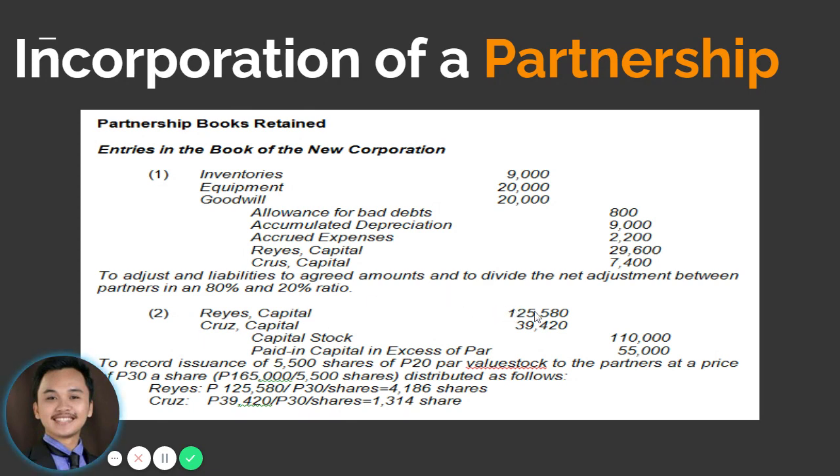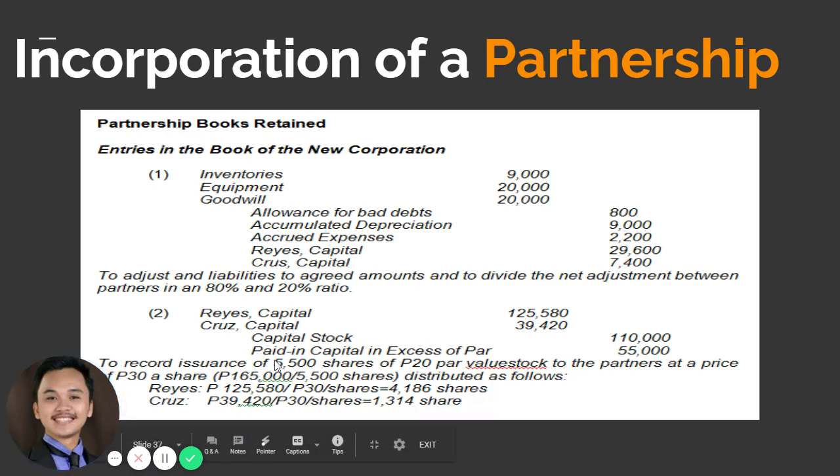So, where did 125,580 and 39,420 come from? That is from the entry to record the issuance of 5,500 shares of 20 par value stock to the partners at a price of 30 pesos a share. So we have 165,000 divided by 5,500 shares, to be distributed as follows. 125,580 divided by 30, so Reyes gets 4,186 shares, and then Cruz gets 1,314 shares.